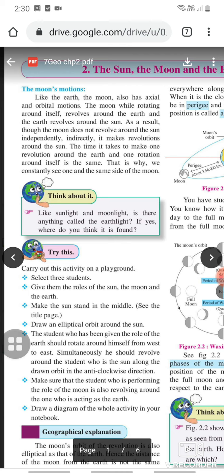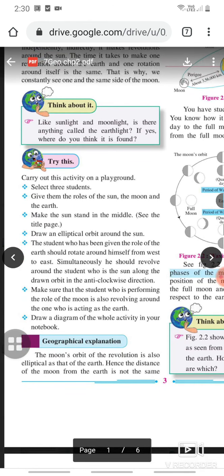You have to think that, like sunlight and moonlight, is there anything called the earth light? You have heard about the sunlight and the moonlight. Have you ever heard about earth light? If yes, where do you think it is found? Okay, so try it on activity.